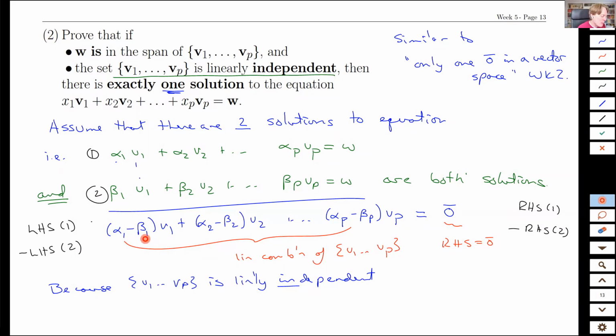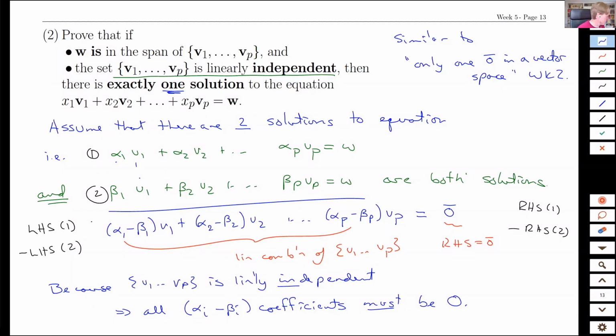What does that mean about our coefficients? It means that these coefficients, when the right-hand side equals 0, have to all equal 0. It's the only choice if linear independence is true for the set of vectors. All our alpha i minus beta i coefficients must be 0. That's exactly what it means to be a set that is linearly independent. There's no wiggle room. The only way to get them to go back to the start is to have all the coefficients 0.